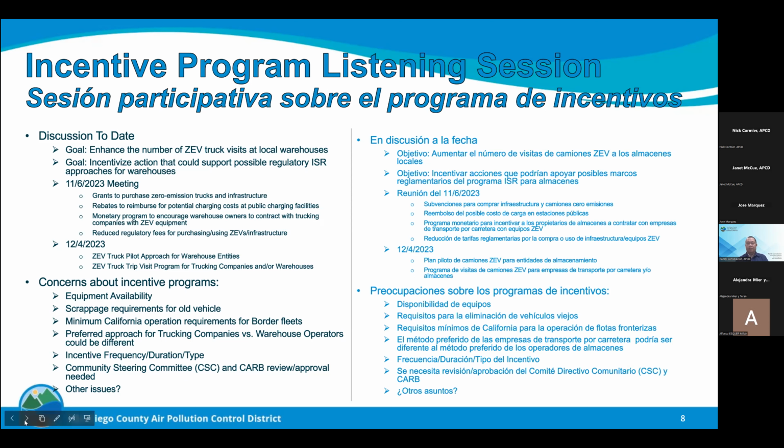Concerns about incentive programs include availability of ZE equipment. Some programs require scrappage of old vehicles, minimum California operation requirements for fleets based in Mexico, preferred approach for trucking companies versus warehouse operators may be different, incentive frequency, duration, and type, community steering committee and CARB review and approval will be needed for community identified projects. And are there other issues for us to consider? Next slide, please.